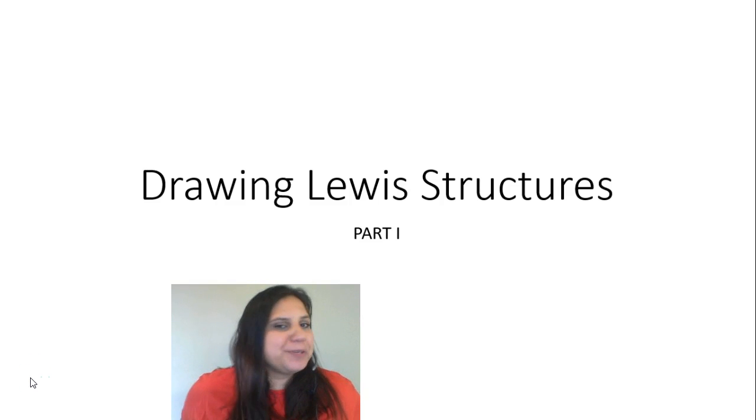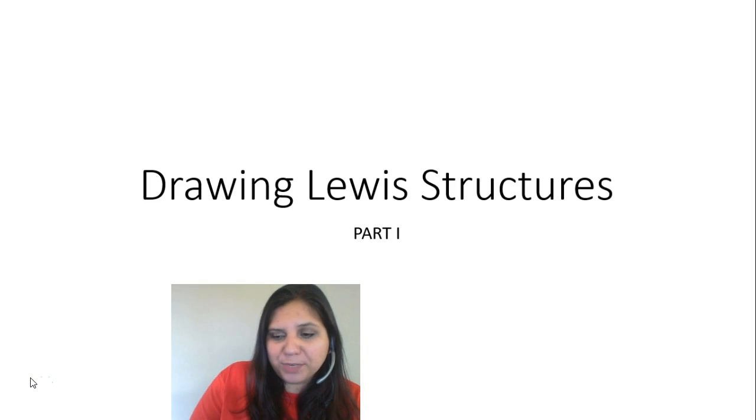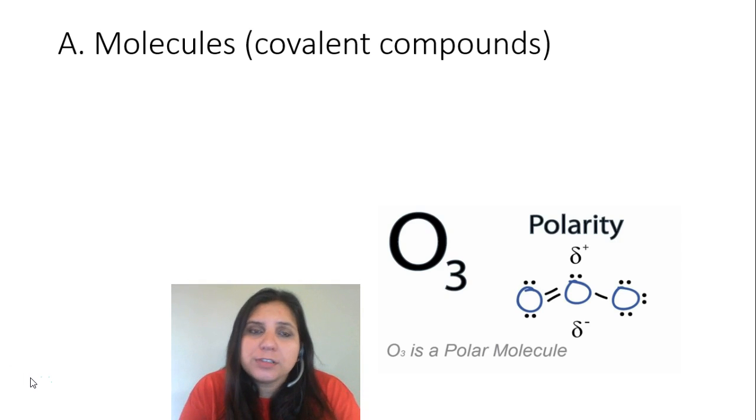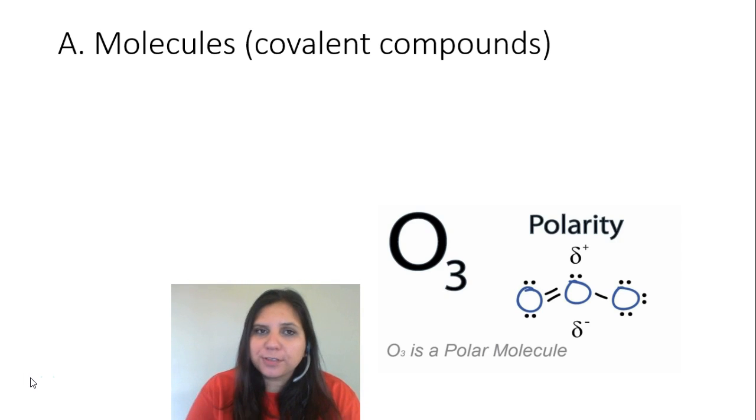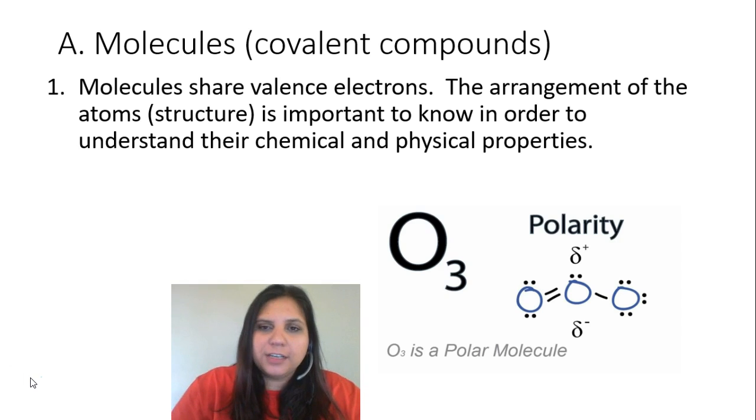Hello there. Today we're going to talk about drawing Lewis structures. This is part one of two parts. Lewis structures are drawn for molecules. Those are covalent compounds where the electrons are being shared. So here we go. Molecules share their valence electrons.